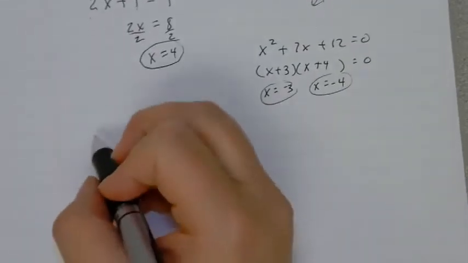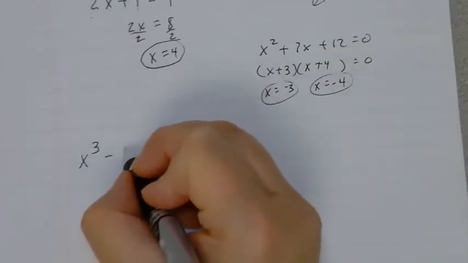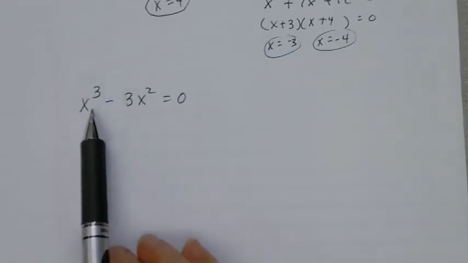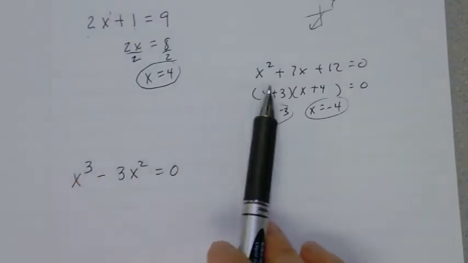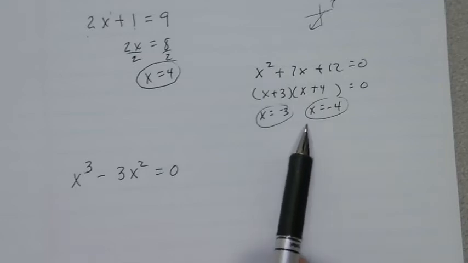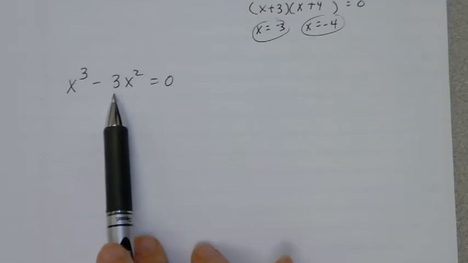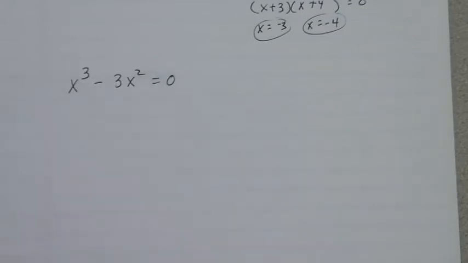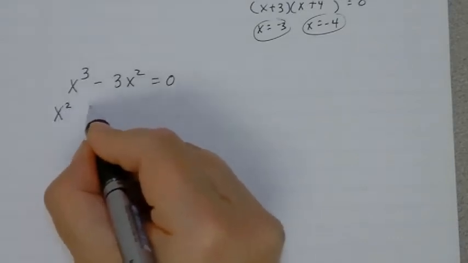So if I'm going to introduce to you this problem today, x cubed minus 3x squared, let's think about what the degree of our polynomial tells us. This was degree 1, we had one solution. This was degree 2, we had two solutions. So what do you think is going to happen if we have a polynomial of degree 3? You're right, 3 solutions. So because this one is set equal to 0, I know that I can factor to find those solutions. This is going to factor by pulling out a GCF.